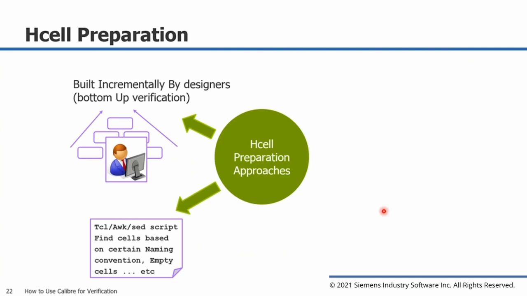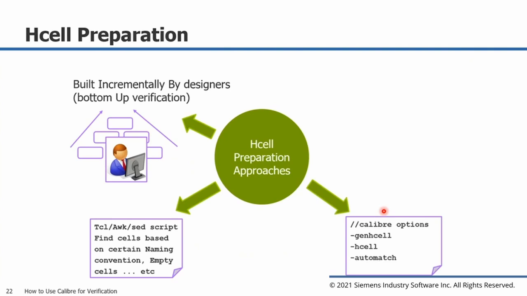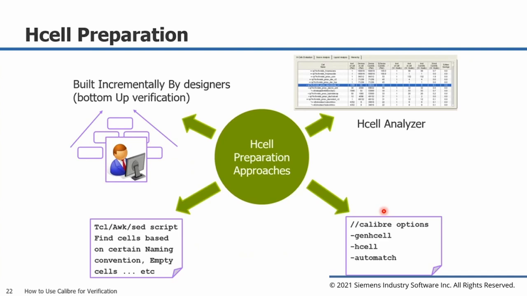You can use our built-in engine to find the cell with certain naming convention using a Tcl script, where you use this particular script during your command line or when using Calibre Interactive to run. You can use this feature as well, gen hcell, auto match. And you can use hash cell analyzer after your first run. Then you use this analyzer to analyze, to generate a hash cell list for your future run.